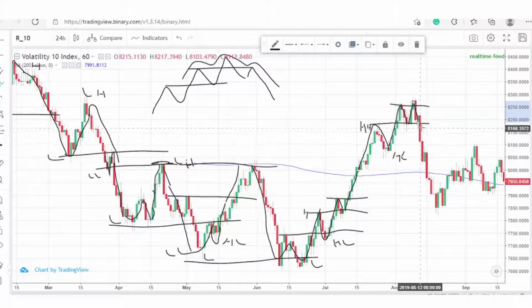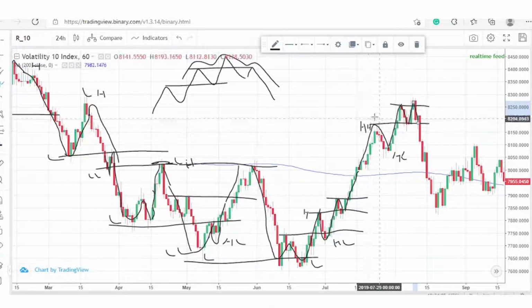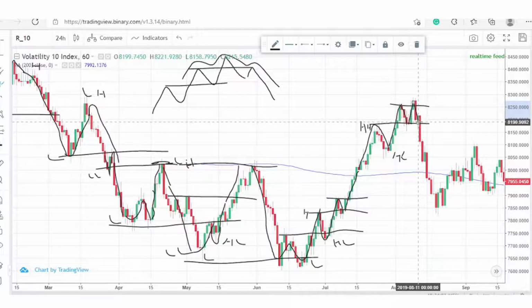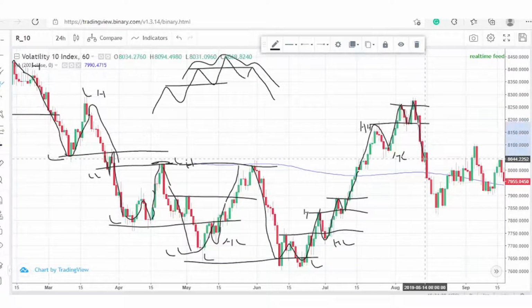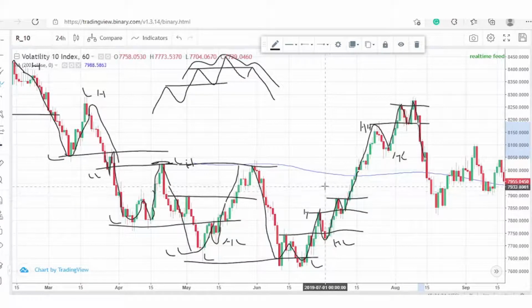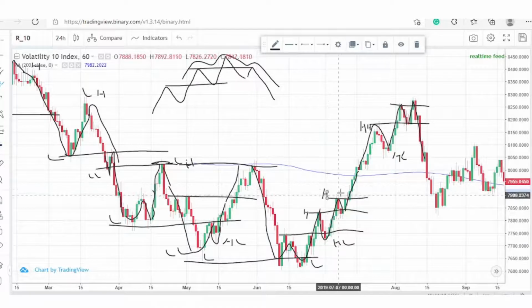Okay, then the market did not respect this higher high. The market violated the higher high, right? Even took out this higher low. So now we know that the market is likely to change. But remember that this high here was never tested.